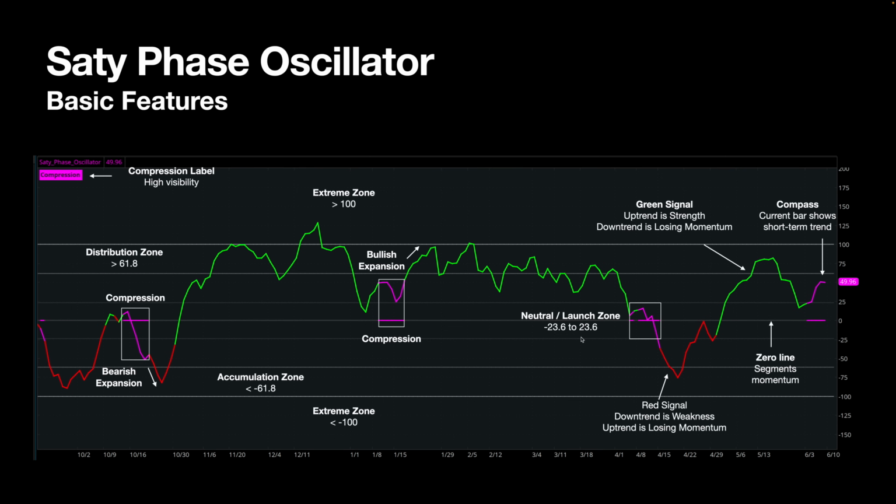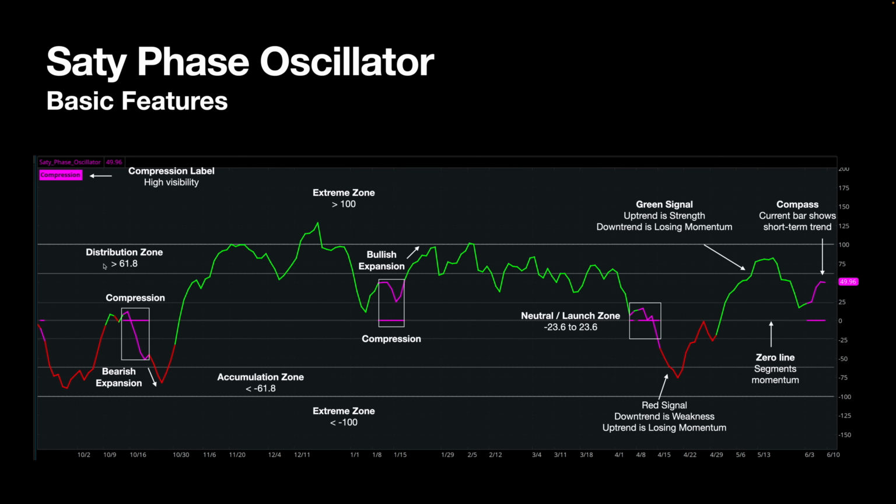You've got these 2 levels in between, 23.6 and minus 23.6. That's the neutral or launch zone. Typically, when you have consolidation, you're going to be in that range before a movement one way or another. And often that consolidation will also manifest itself into low volatility, and you'll see compression, and then you'll see expansion afterwards. So super useful. Lots of trades can be taken off that launch zone after consolidation once you get a breakout or breakdown of that range, of course confirmed against price as well.